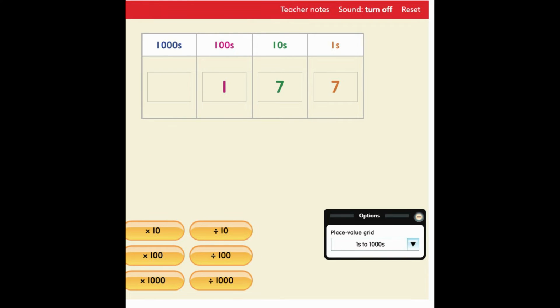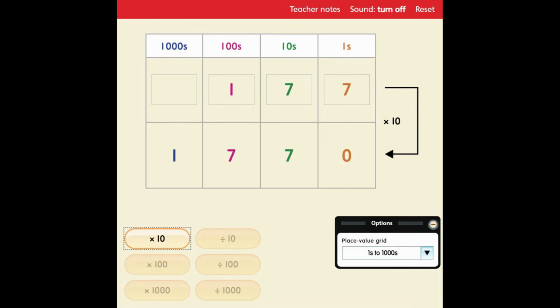I'm now going to show you how to times a 3-digit number by 10. It's exactly the same and is not any more difficult. Again, all we do is move each number one column to the left and a 0 joins the place in the ones. So 177 times 10 becomes 1770. The 7 has become a 70, the 70 has become a 700, and the 100 has now become 1,000.